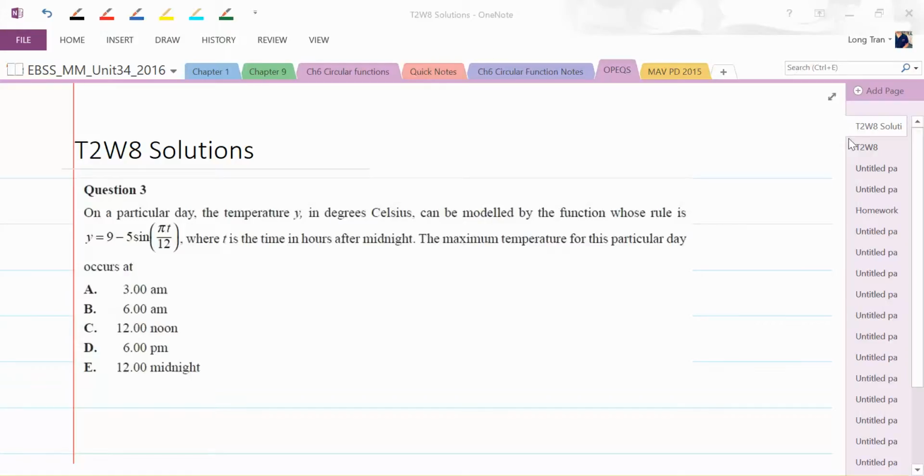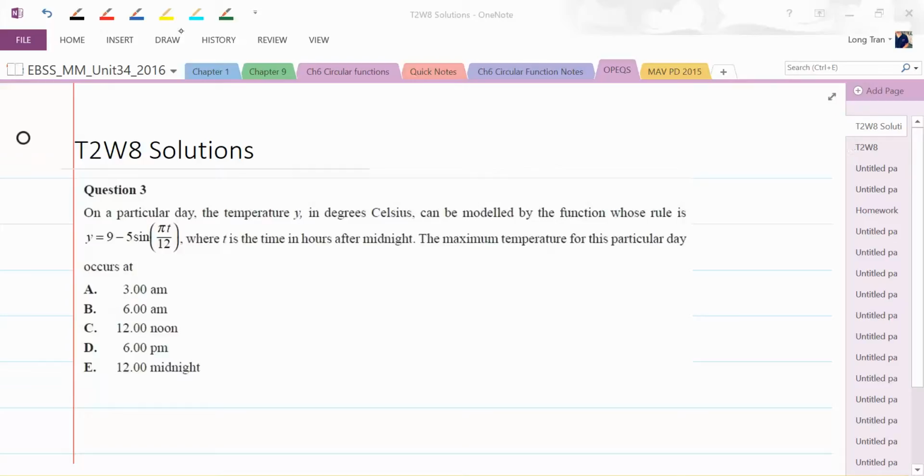All right, let's go through the answers for Term 2, Week 8, online past exam questions. Let's go through question 3. This is 2002, question 3, VCAR. On a particular day, the temperature y in degrees Celsius can be modelled by the given equation.